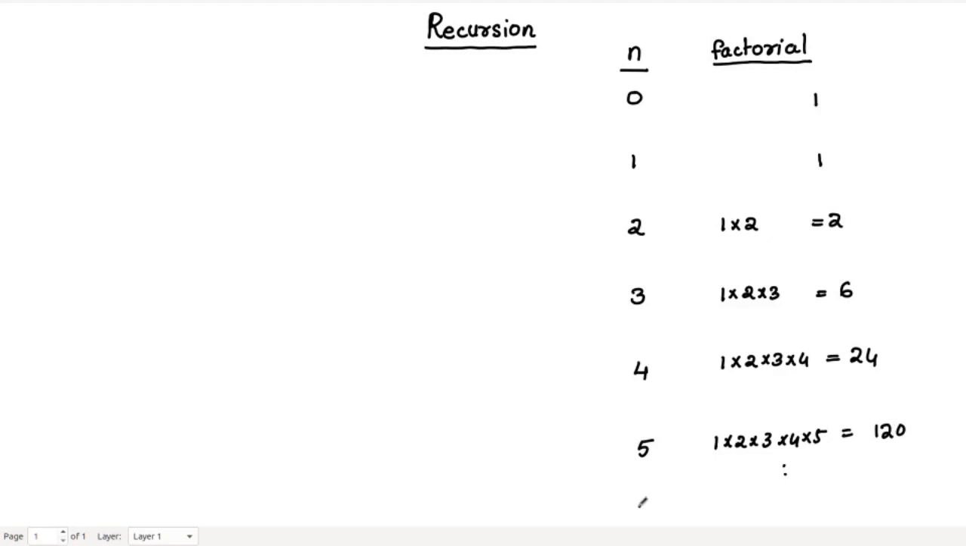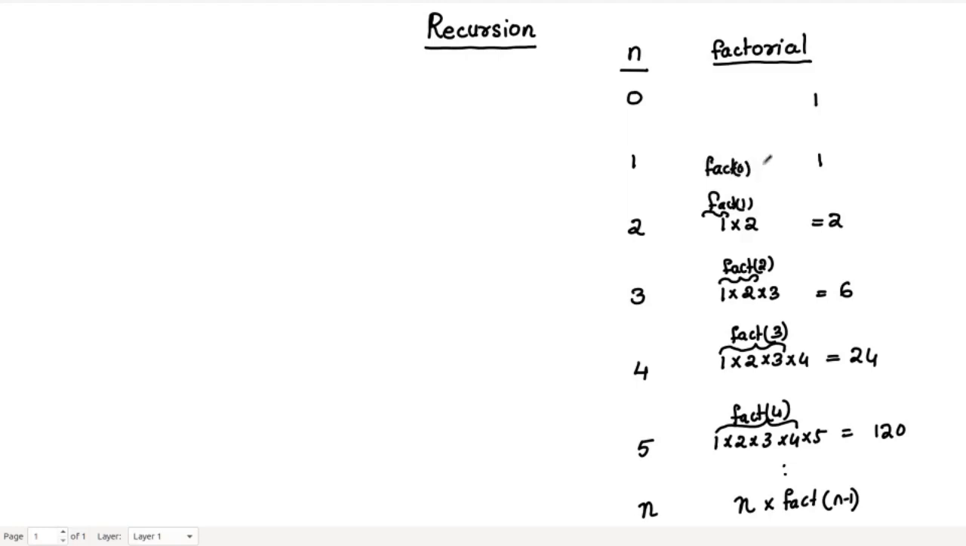We can generalize it as factorial of n equal to n into factorial of n minus 1. If you take the factorial of 5, you can see that this can be written as 5 into factorial of 4. If you take the factorial of 4, it is 4 into factorial of 3. This is 3 into factorial of 2. This is 2 into factorial of 1. And this you can write as 1 into factorial of 0.